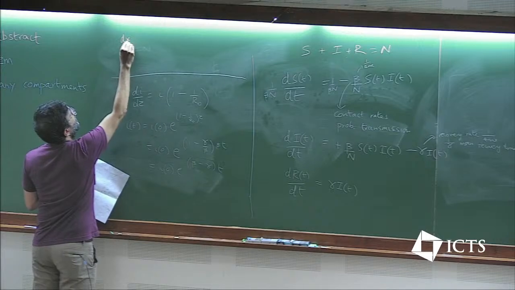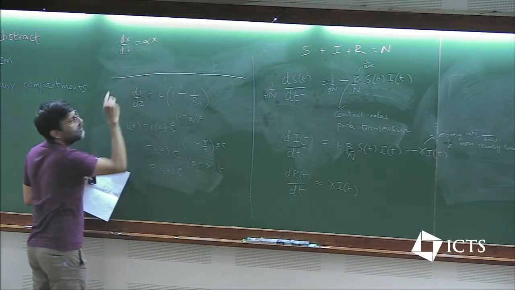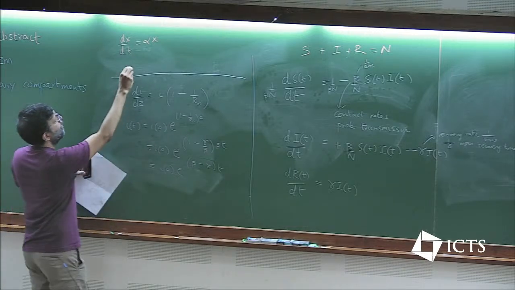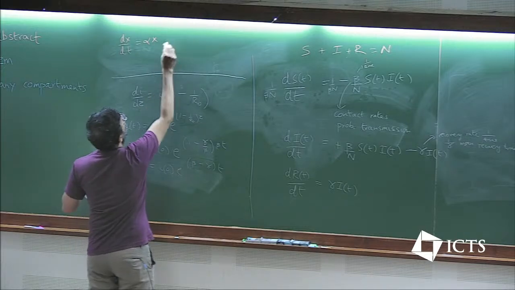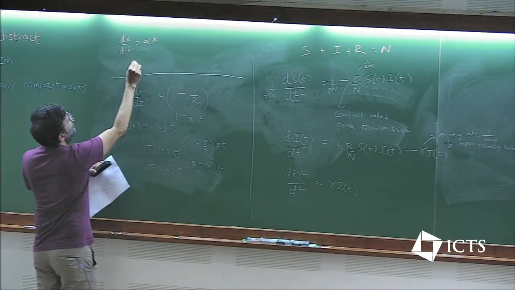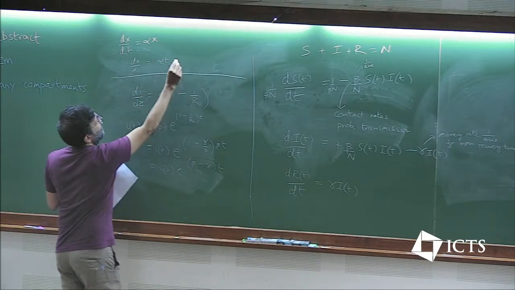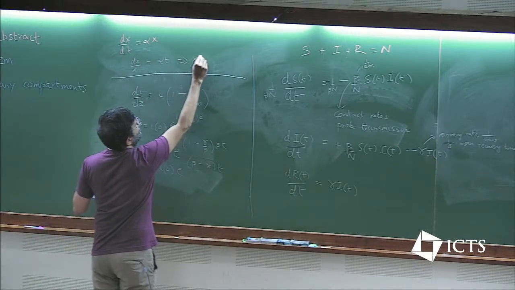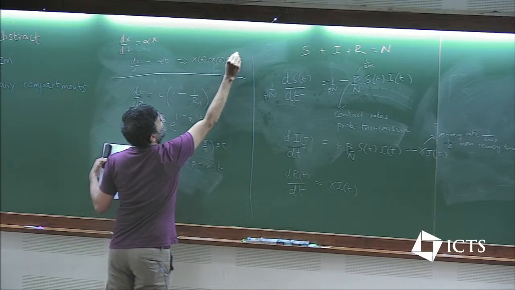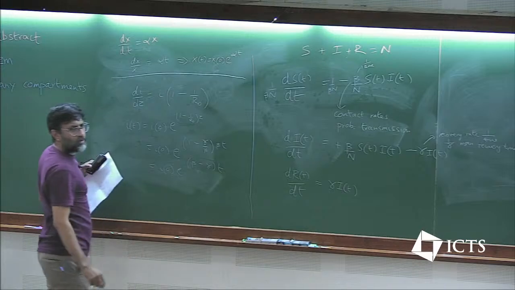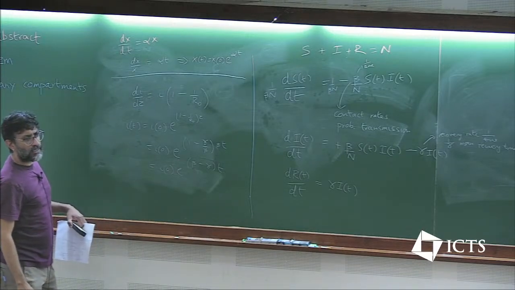If you have dx by dt is some alpha x, okay? This equation always has, I mean, you can actually derive it. The easy way to derive it is you bring the x to that side. You have something like dx by x is equal to alpha dt. And that already gives you that x of t is x of 0 e to the power alpha t. Okay? That's the quick way of deriving it.